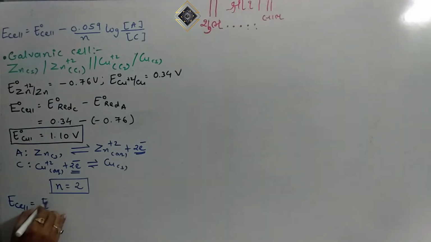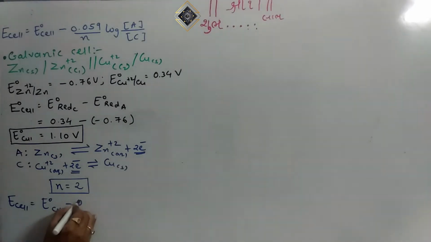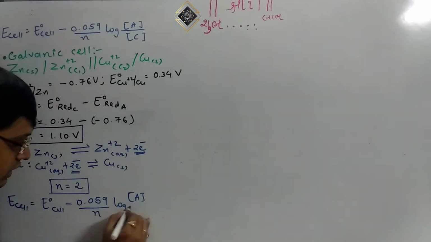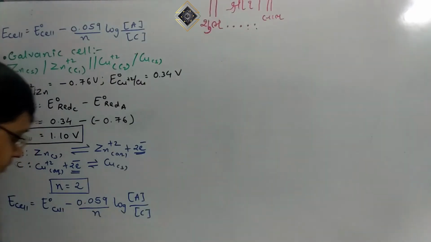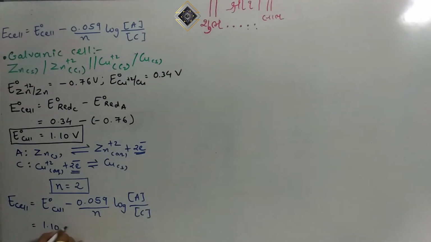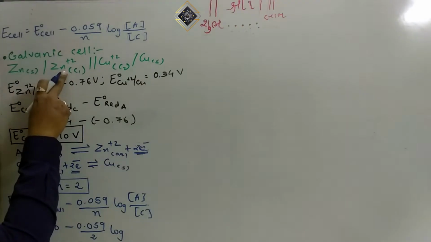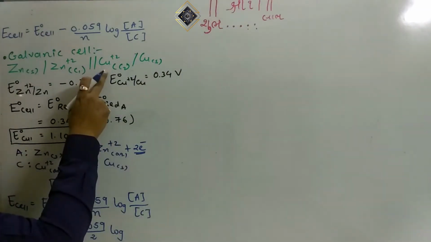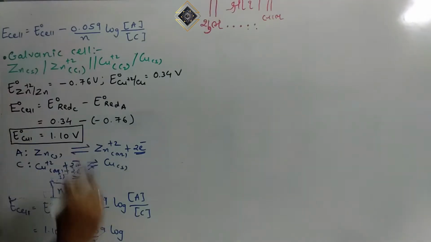E cell equal to E0 cell minus 0.059 upon N log of concentration of anode upon concentration of cathode. That is equal to E0 cell we calculated is 1.10 volt minus 0.059 upon N equal to 2 log of concentration of anode, that is C1. Instead of C1 you can write down the Zn plus 2 also. Concentration of cathode, that is C2. Instead of C2 you can write down the Cu plus 2.